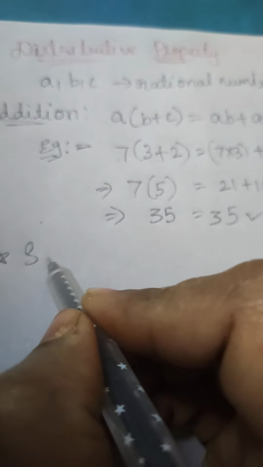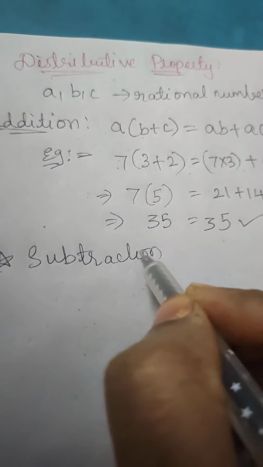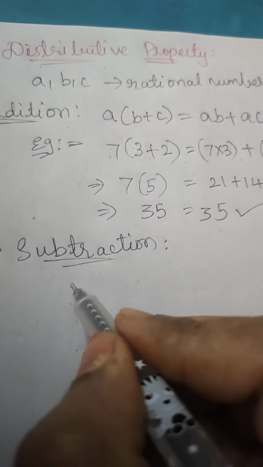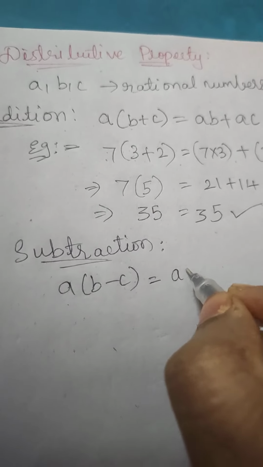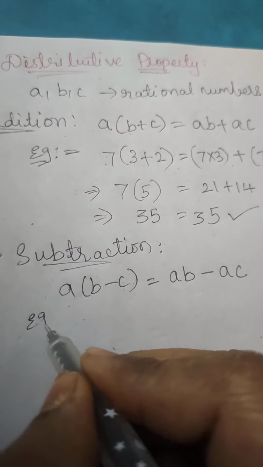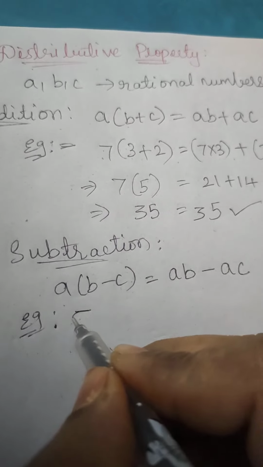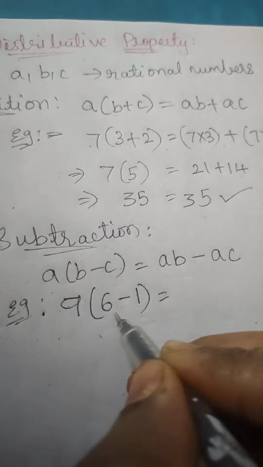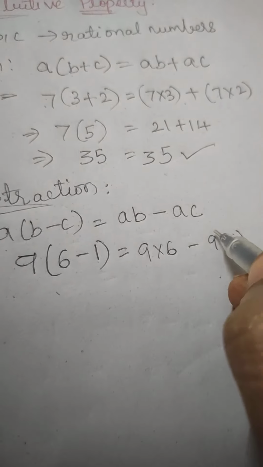Okay, for subtraction, in place of plus we will take minus here. a into b minus c should be equal to a into b minus a into c. We will see with an example here. I take 9 into 6 minus 1, which should be equal to 9 into 6 minus 9 into 1.